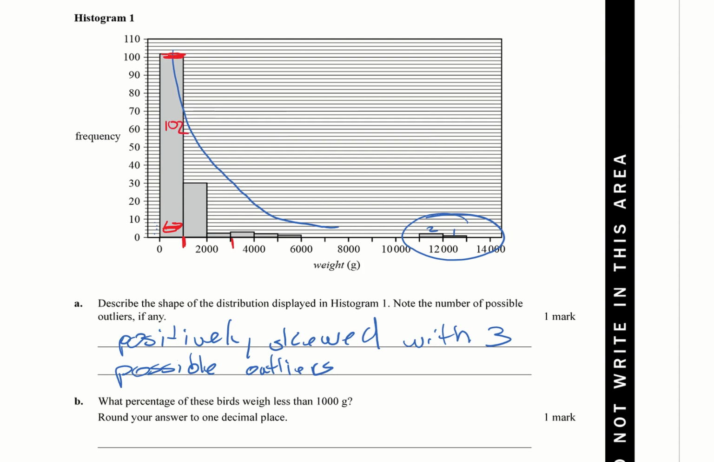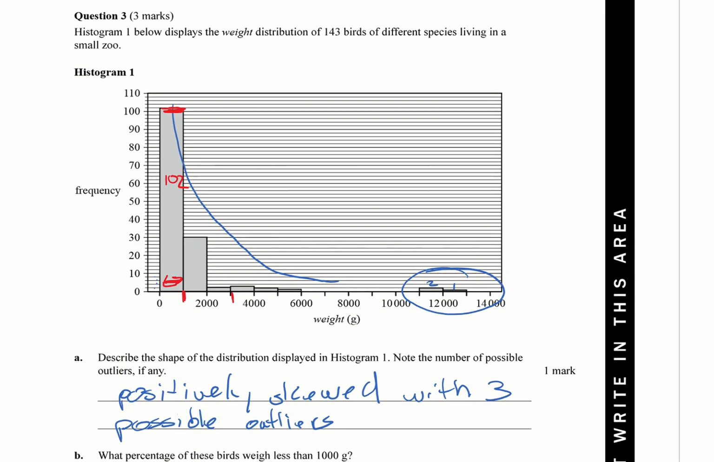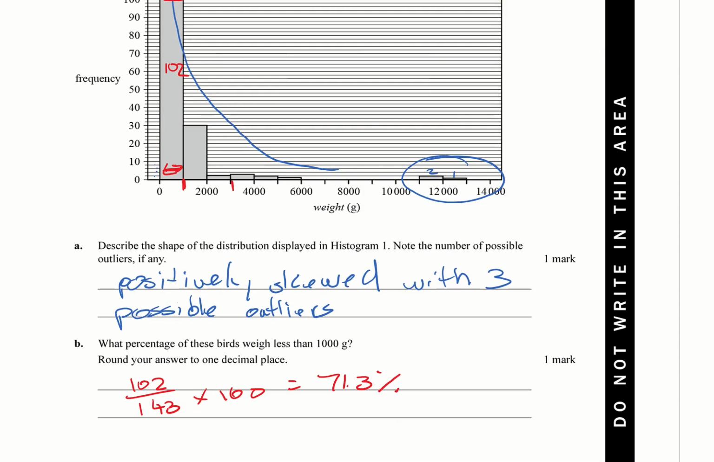But to work out a percentage, we've got 102 out of, in this case, 143. So we go 102 divided by 143 times 100, and that will give us a value of 71.3%. Remember, the 143 was from the top part of the question, so don't forget that bit.